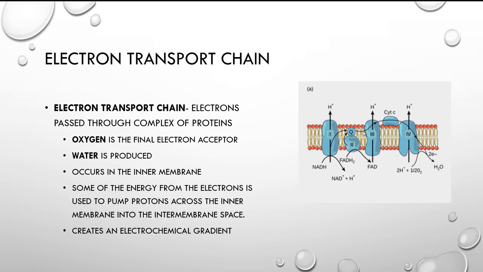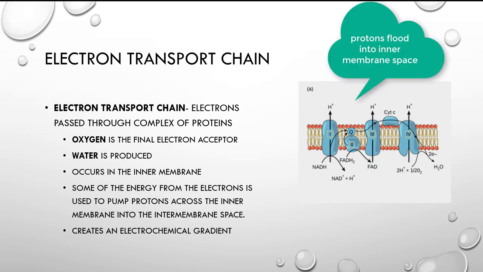When those electrons pass through, they're going to end up opening up these channels. They're going to create what's called an electrochemical gradient. And as they create this electrochemical gradient, it's going to allow for protons to be pumped across the membrane into the inner membrane space.